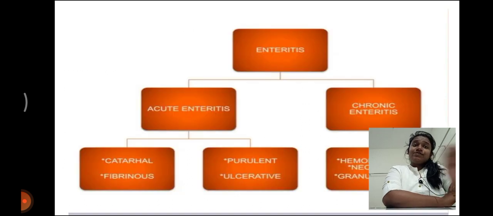There are two types of enteritis: acute enteritis and chronic enteritis. In acute enteritis, we can see four types. First one is catarrhal, second is fibrinous, third is purulent, fourth is ulcerative. In chronic enteritis, we can see three types. First is hemorrhagic, second is necrotic, and third is granulomatous.